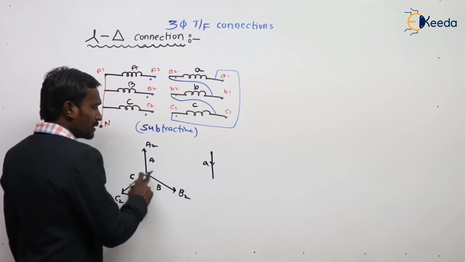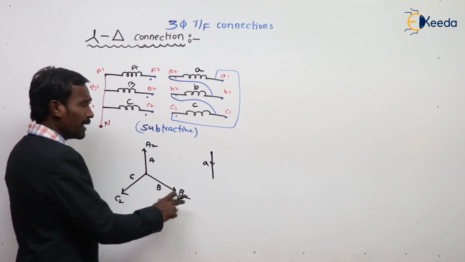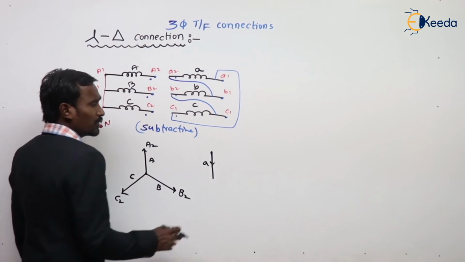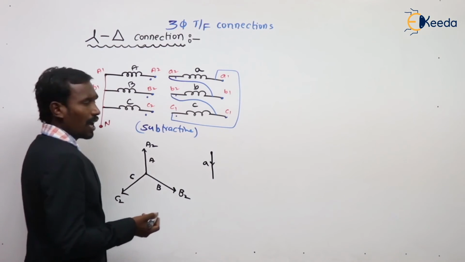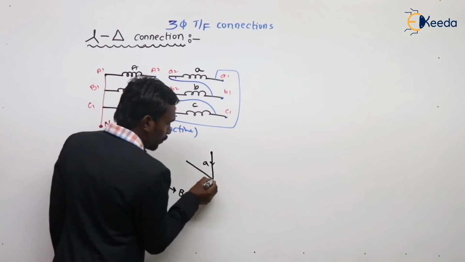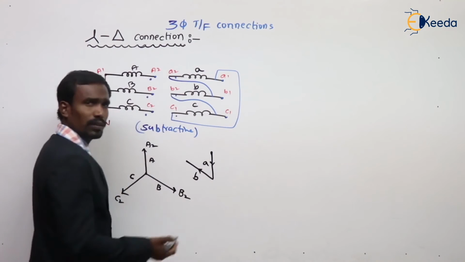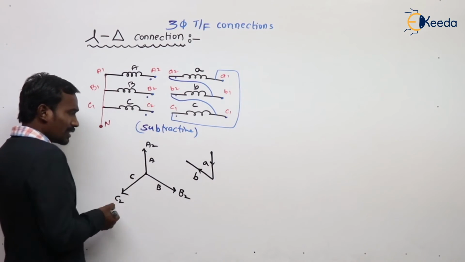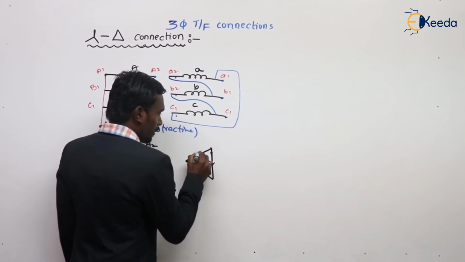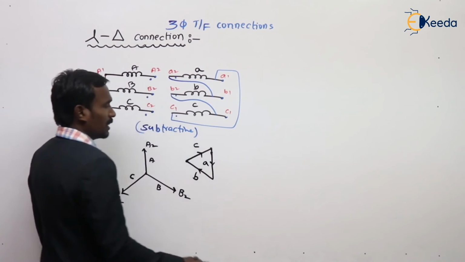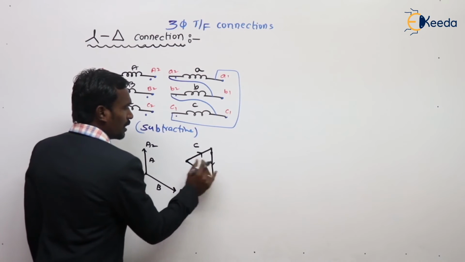And B is in downward direction, that's why our B should be in upward direction. And see here, C is in downward direction, so C should be in upward direction.